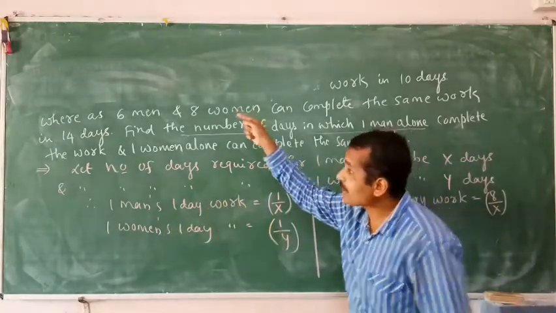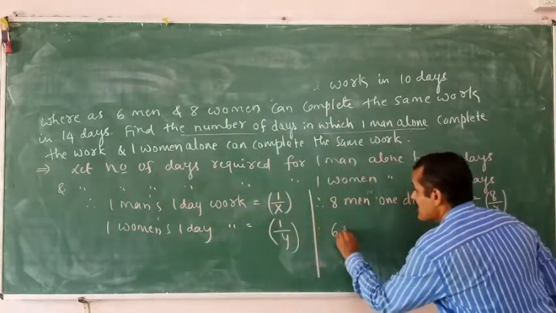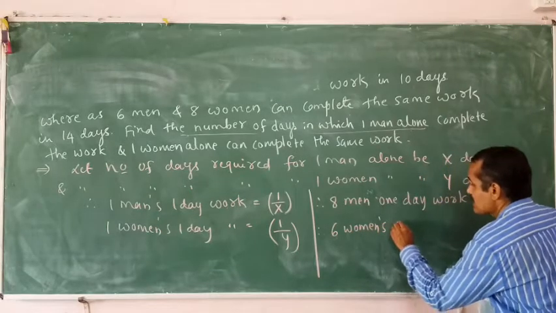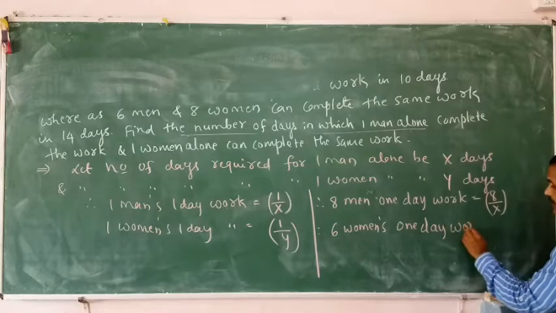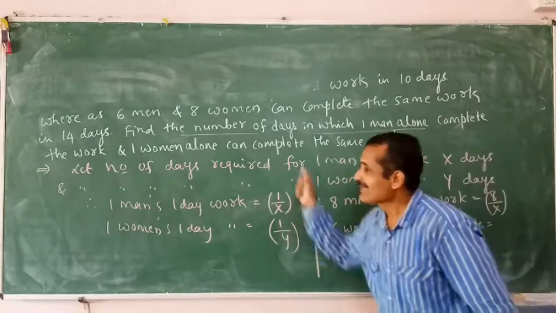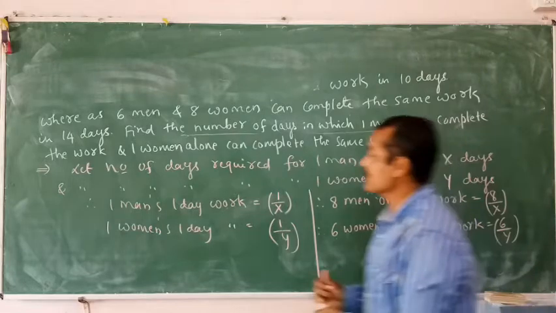How many women are there in the first question? There were 6 women. I will write, therefore, 6 women's 1 day work. 1 day work is equal to 1 woman, 1 by Y. 6 women, 6 by Y. It is 6 by Y. Now I will write the first condition.